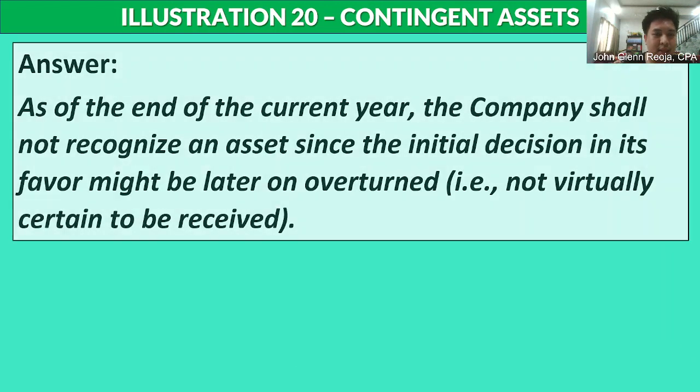So, the answer is, as of the end of current year, the company shall not recognize an asset since the initial decision in its favor might be later on overturned. So, actually, accounting is mas conservative. Mas higher chance yung recognition ng liability compare sa asset.